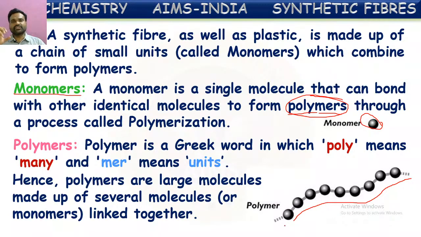So almost all the synthetic fabrics are made from these polymers. Not only synthetic fibers, even certain natural fibers are also polymers. Example, cotton. Cotton is a natural fiber, but it contains a chemical substance called cellulose. Cellulose is a large polymeric molecule. So not only synthetic, even certain natural fibers also contain these polymer molecules.